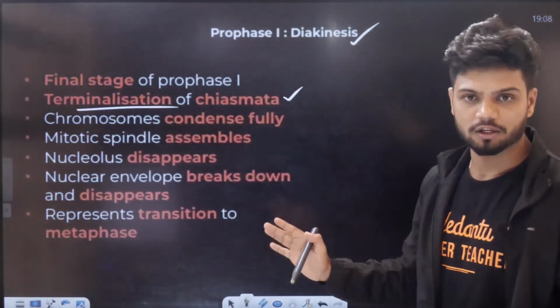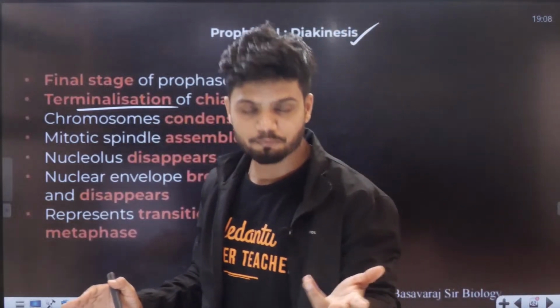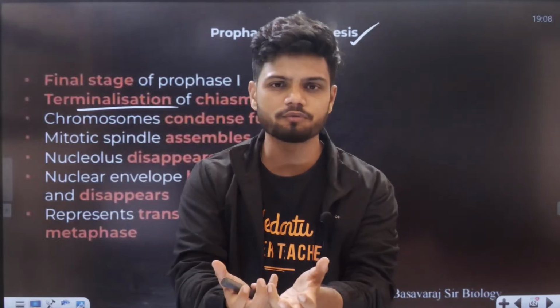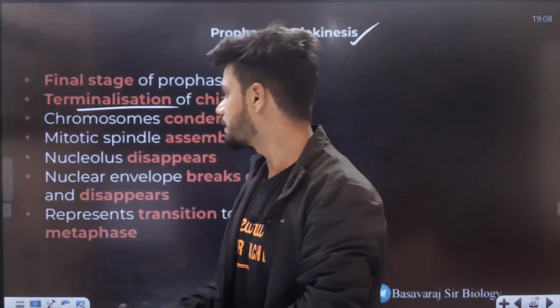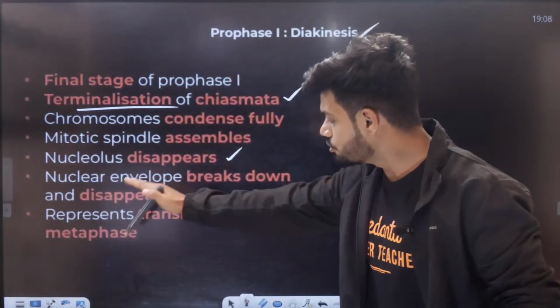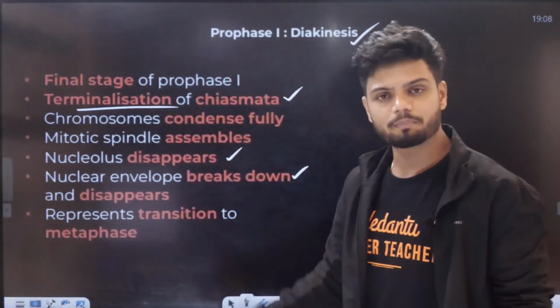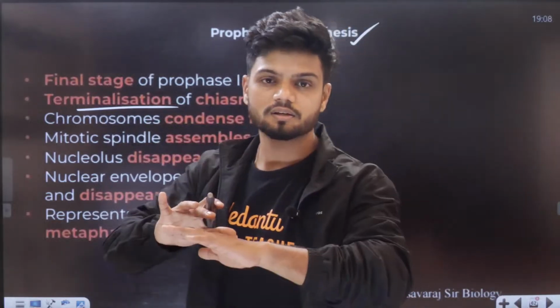Chromosomes condense fully because this is prophase. So the entire chromosomes become condensed, because prophase means condensation of chromosomes. Okay. The nuclear envelope disappears. The nuclear envelope breaks down completely. This represents the transition to metaphase. So prophase is done.